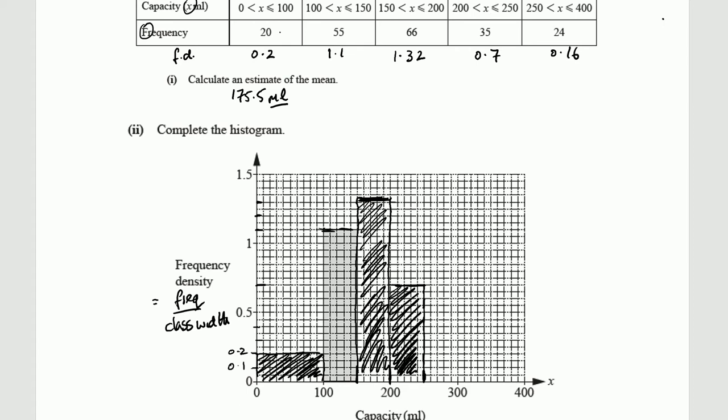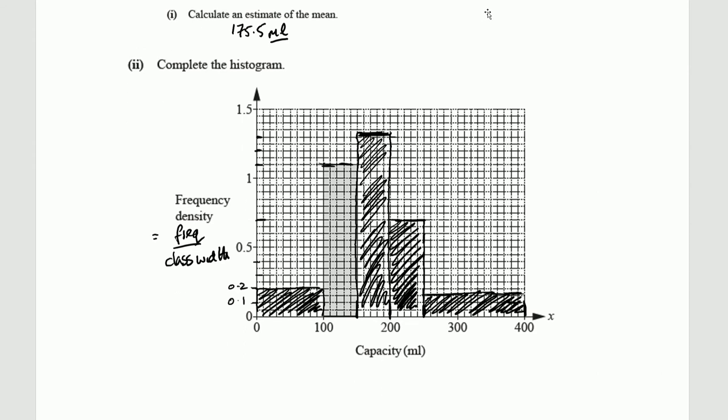And then finally my last group goes from 250 to 400, so all the way to the end, with a height of 0.16. Well, there's 0.1, there's 0.15, so just a shade above 0.15. Something along those lines, again carefully with a ruler in your case, and there's my histogram. Okay, and that's that question.